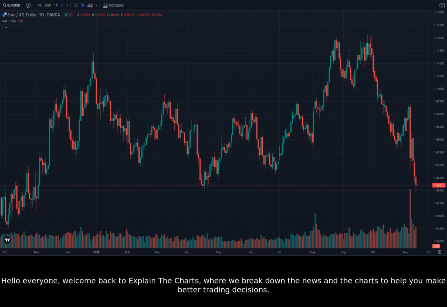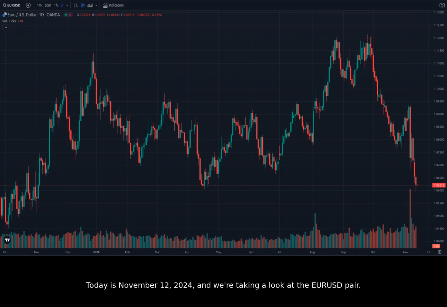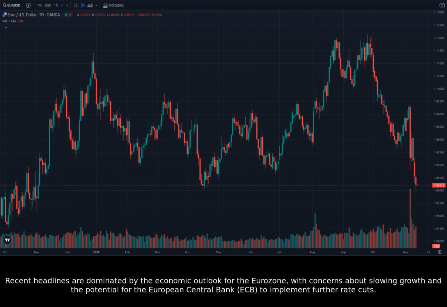Make better trading decisions. Today is November 12th, 2024, and we're taking a look at the EURUSD pair. Recent headlines are dominated by the economic outlook for the Eurozone, with concerns about slowing growth and the potential for the European Central Bank, ECB, to implement further rate cuts.